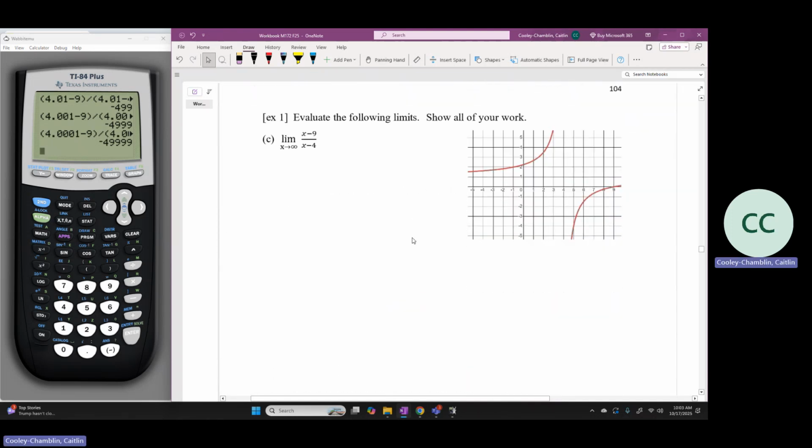So part C says evaluate the following limit, show all of your work. And now we're looking at x approaches infinity of x minus 9 over x minus 4. Table.